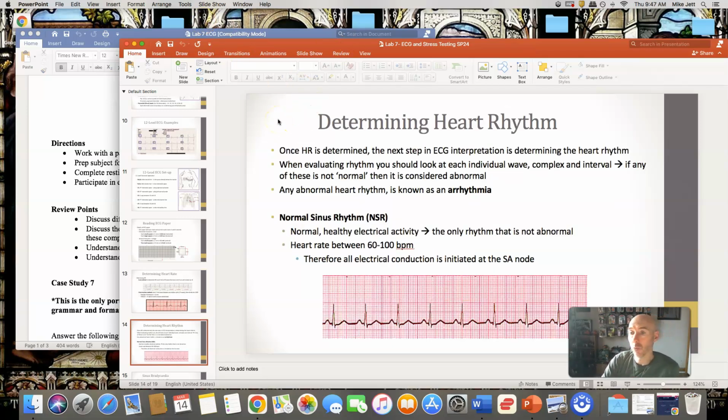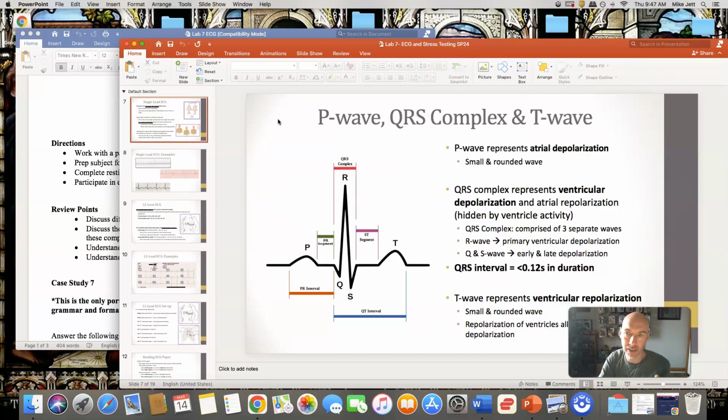All right, so the rhythm is the other big thing for the quiz. In order to determine the rhythm, what it's called, there are two big things we need to know. A, what the rate is, so what the heart rate is. B, do the waves look normal? Okay, so knowing what normal looks like is important. That is why it's good to go back to all of these slides back here.